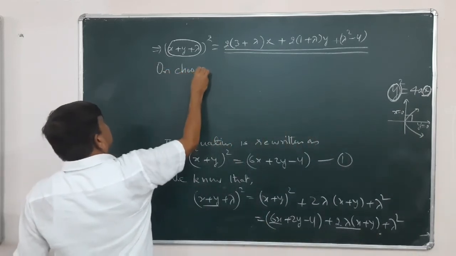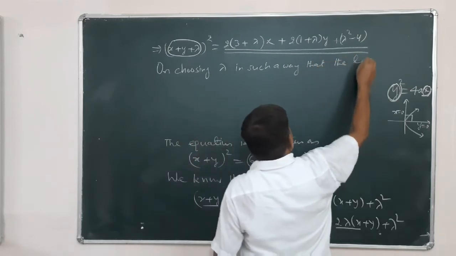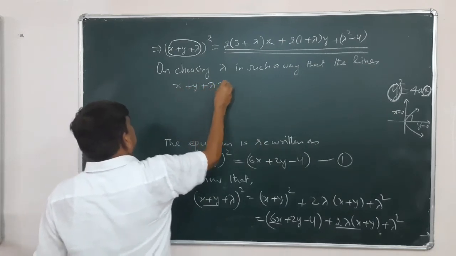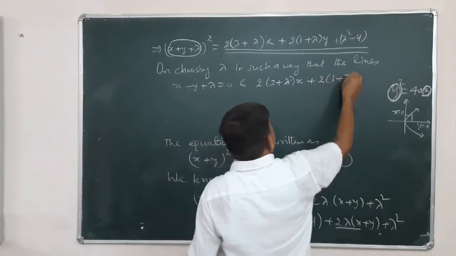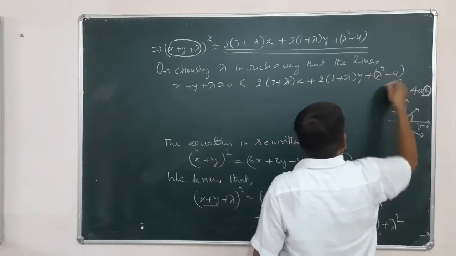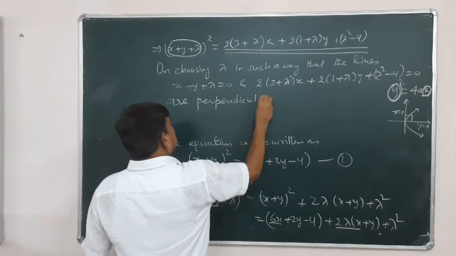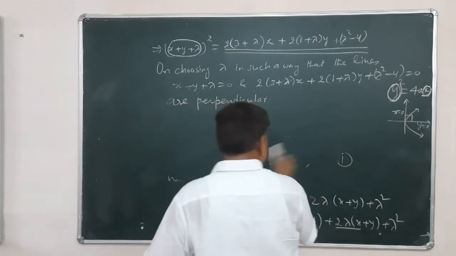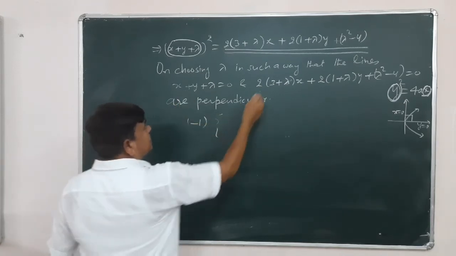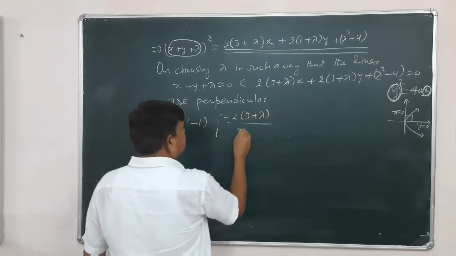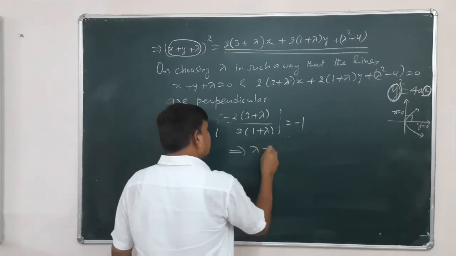On choosing lambda in such a way that the lines x plus y plus lambda equals 0 and 2 times 3 plus lambda into x plus 2 times 1 plus lambda into y plus lambda square minus 4 equals 0 are perpendicular. Now these two lines are perpendicular, it means m1 m2 equals minus 1. So what is the slope of this line? Here it is minus 1. What is the slope of the other, here it is minus 2 times 3 plus lambda upon 2 times 1 plus lambda, equals minus 1. When you simplify this, you will find lambda equals minus 2.